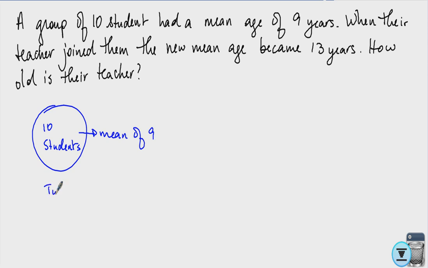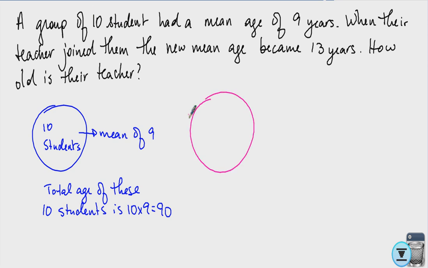It means that the total age of all the students, of these 10 students, is 10 times 9. They have a total age of 90. Now what happened? The story changed a little bit. These 10 students were joined by their teacher. One teacher.